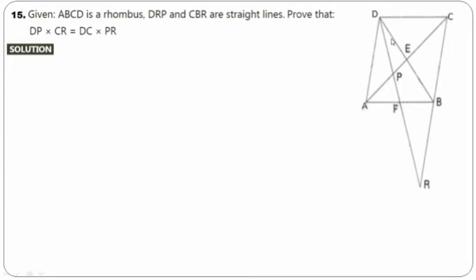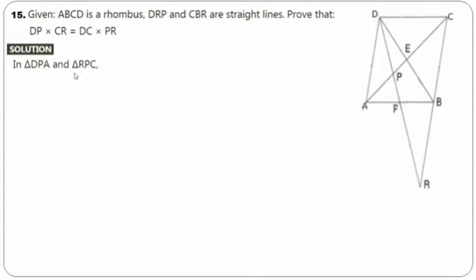DRP is this line. So DRP and CBR are straight lines. Prove that DP into CR, that is this one, is equal to DC into PR. So DC is this one, into PR is this one. Let's see how to solve this.